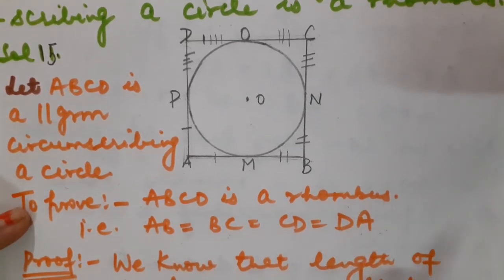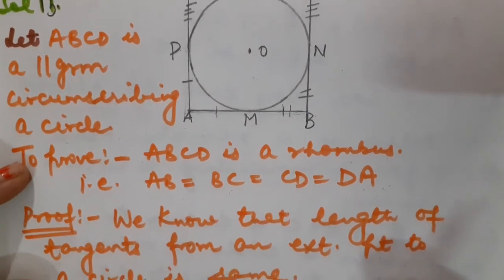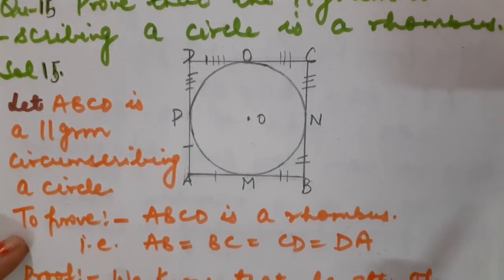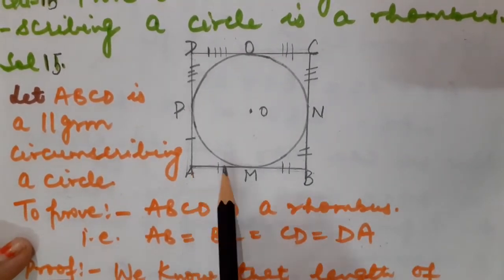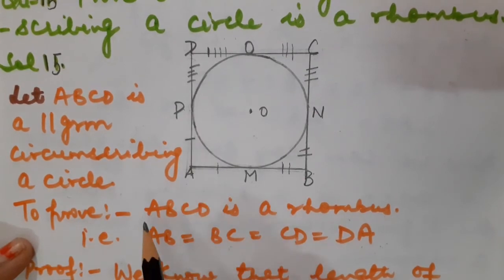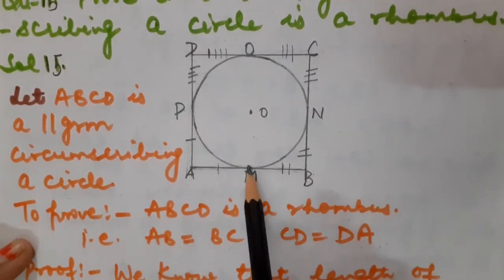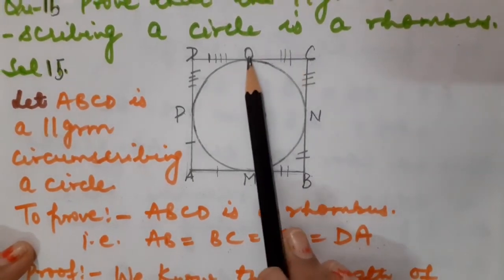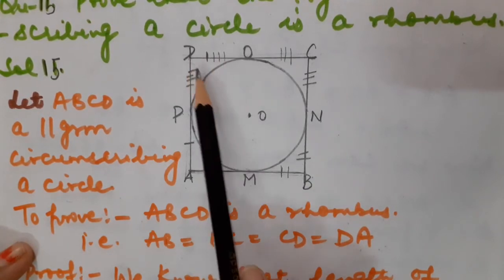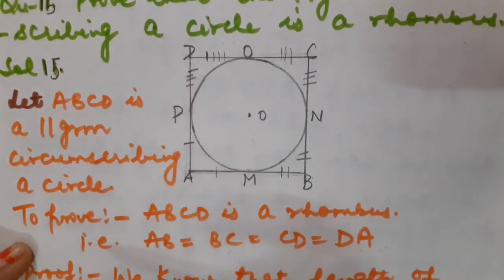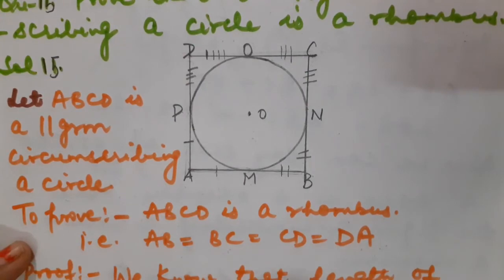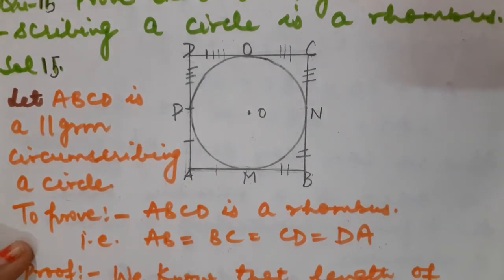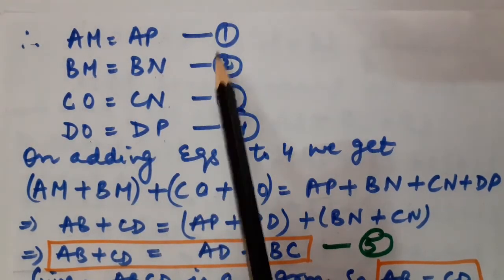Okay. What I am going to do, children? We know that the lengths of the tangents from an external point to a circle are equal. So children, have a look. If I take A as the external point, then AM is equal to AP. If B is the external point, then BM is equal to BN. If C is the external point, then CN must be equal to CO. And if D is the external point, then DO must be equal to DP. Why? Because the lengths of the tangents from the external point to the points of contact are equal. So here, children, I have written all four conditions.